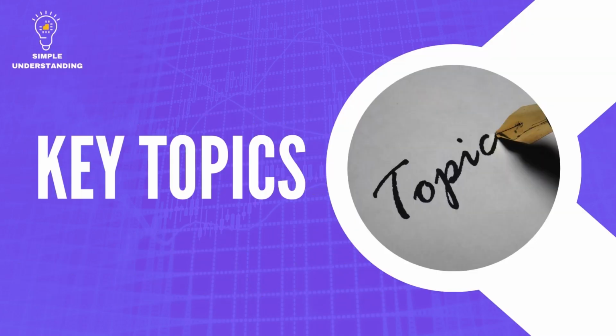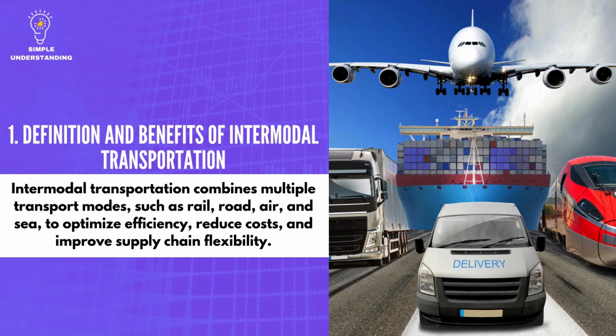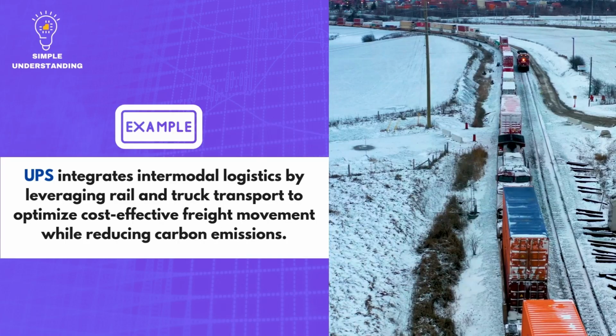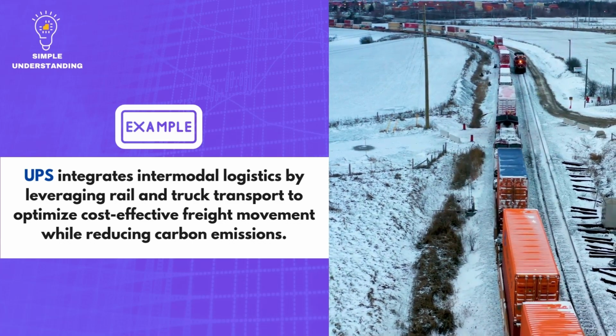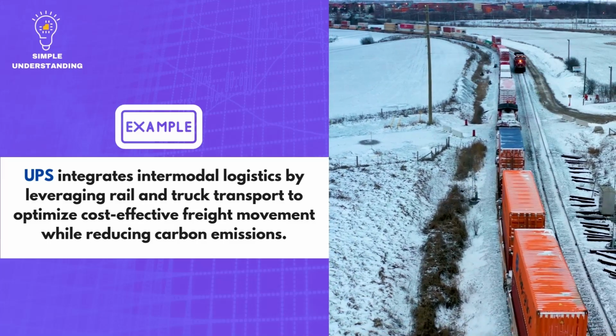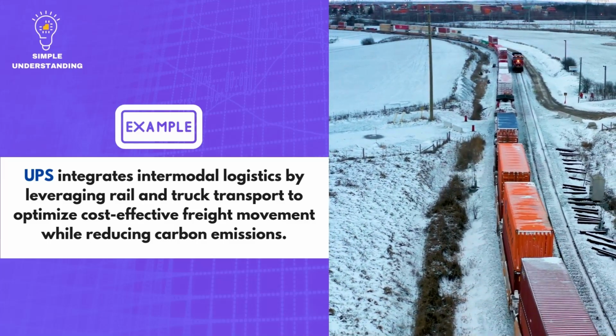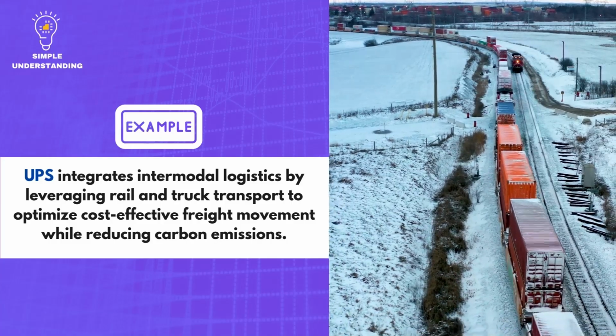Key topics. 1. Definition and benefits of intermodal transportation. Explanation. Intermodal transportation combines multiple transport modes, such as rail, road, air, and sea, to optimize efficiency, reduce costs, and improve supply chain flexibility. Real company example. UPS integrates intermodal logistics by leveraging rail and truck transport to optimize cost-effective freight movement while reducing carbon emissions.